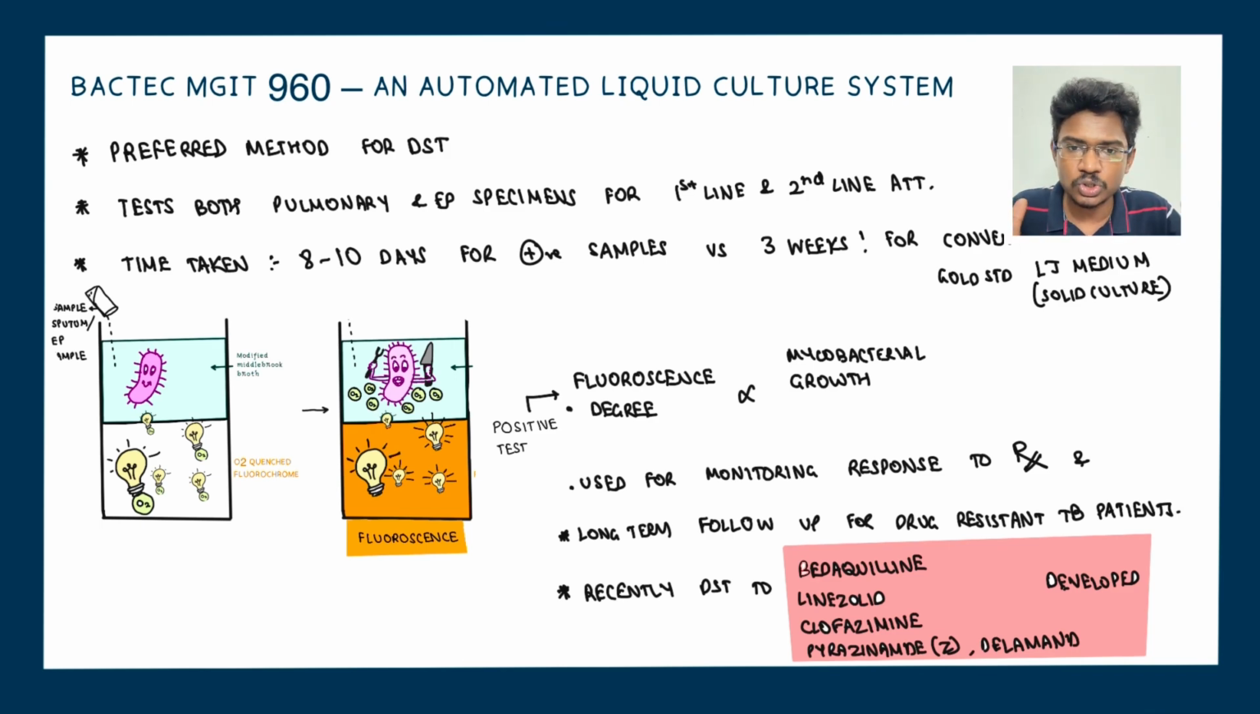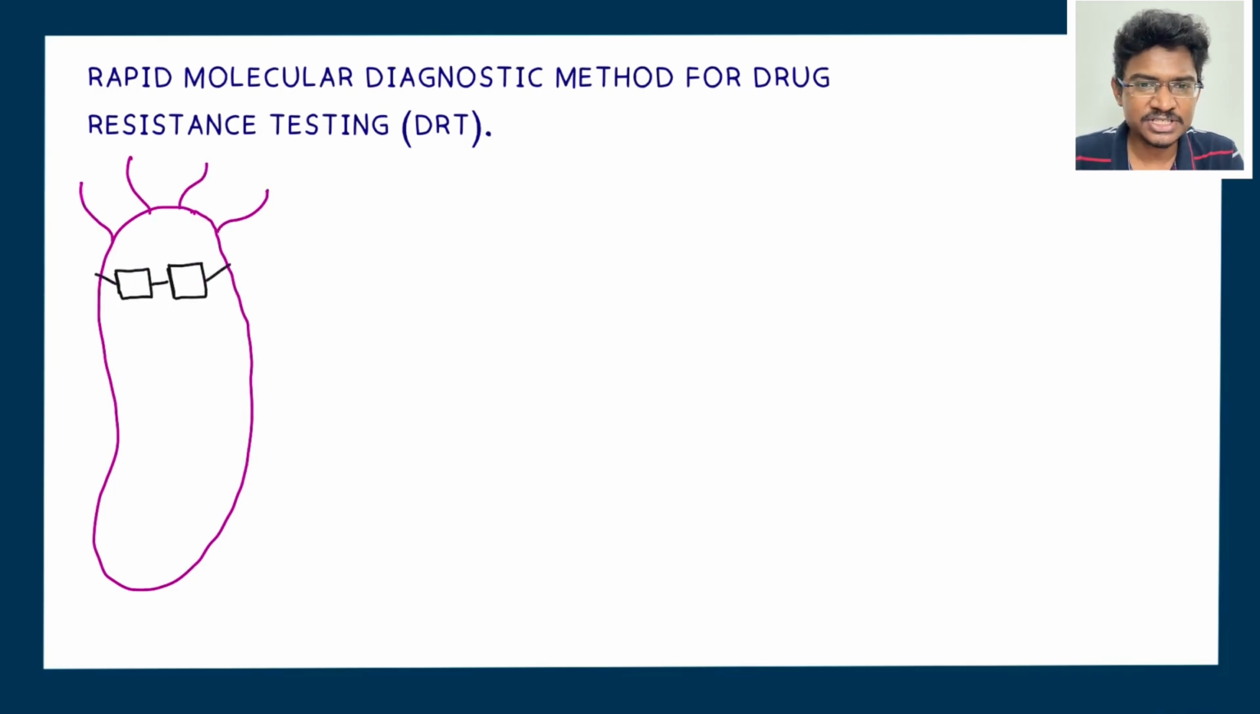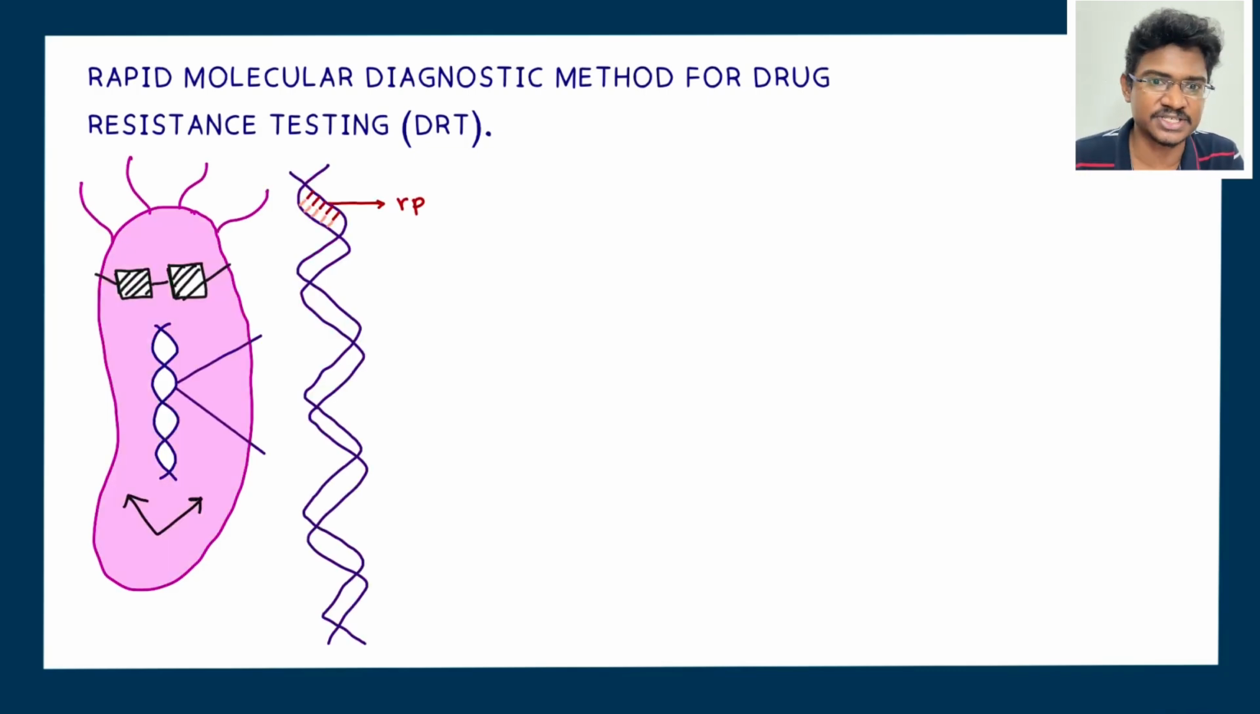So now you should know this test has replaced all the conventional LJ medium, and it is under the NTEP or NTP program. Yes, this is BACTEC MGIT. Now let's see the second group of tests, which are the molecular tests, which help to diagnose these naughty genes which are responsible for resistance.